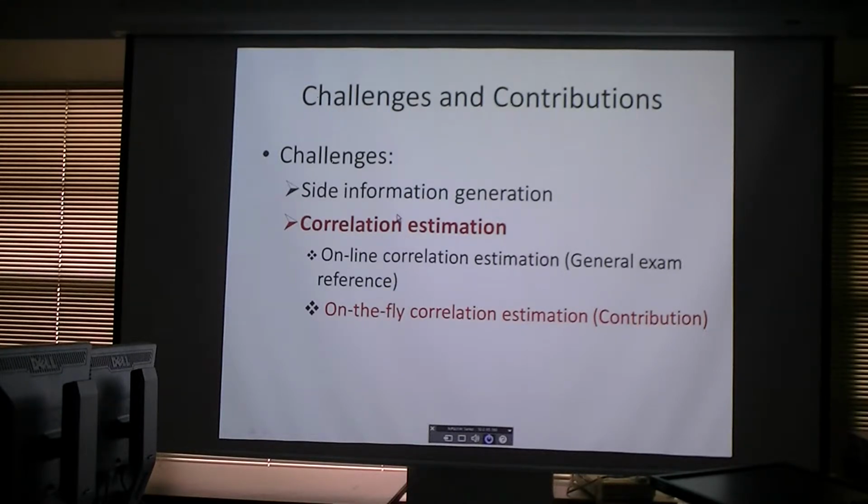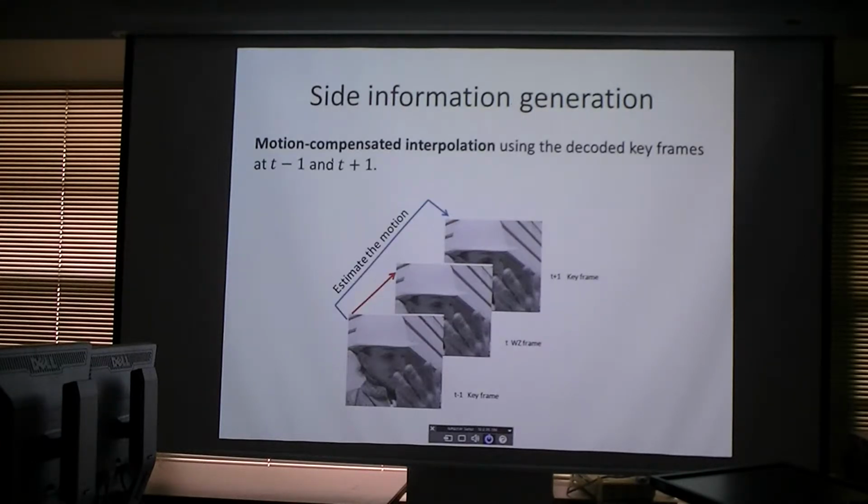So in the following, I first quickly review the side information generation, and then mainly focus on the correlation estimation. Since the side information generation plays an important role in distributed video coding, there is a lot of research work in the literature. Here I only talk about the commonly used motion compensated interpolation technology.